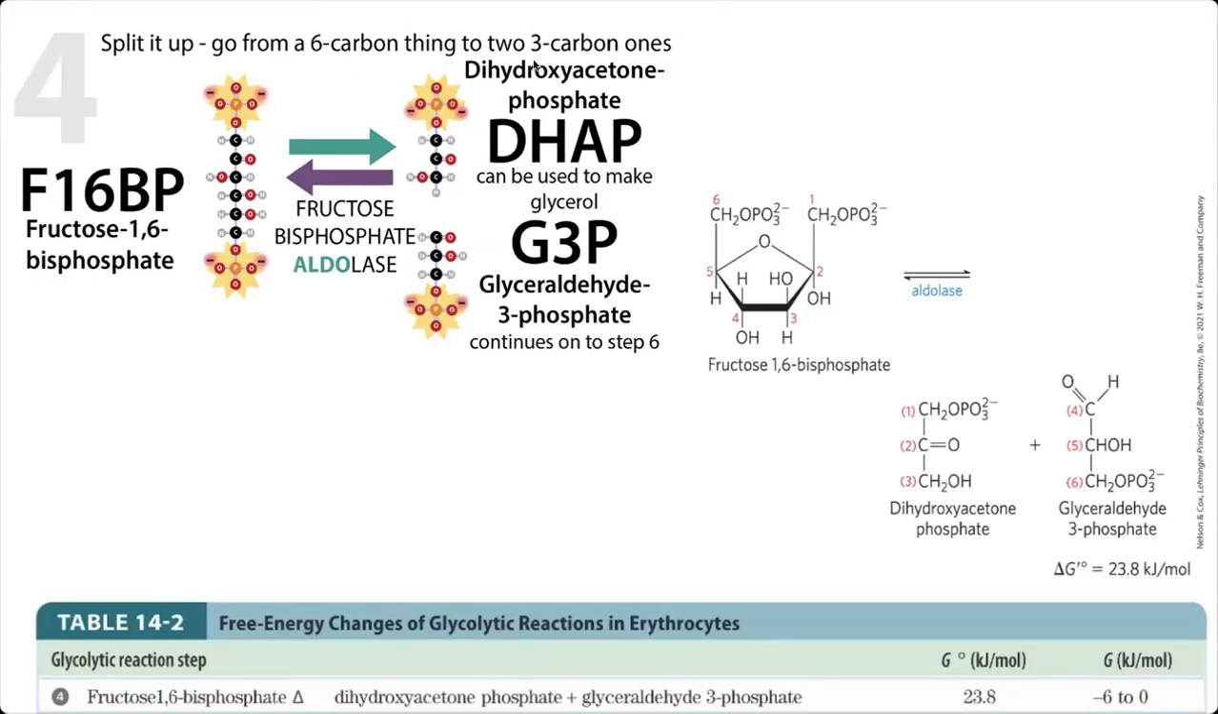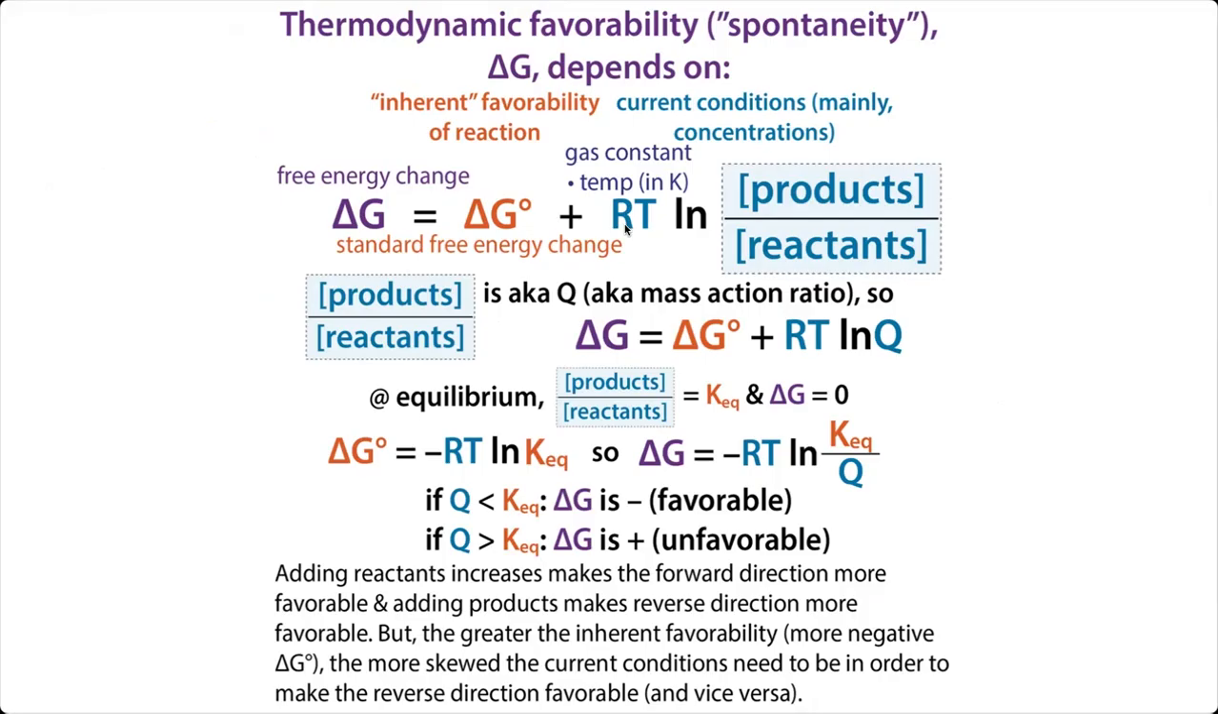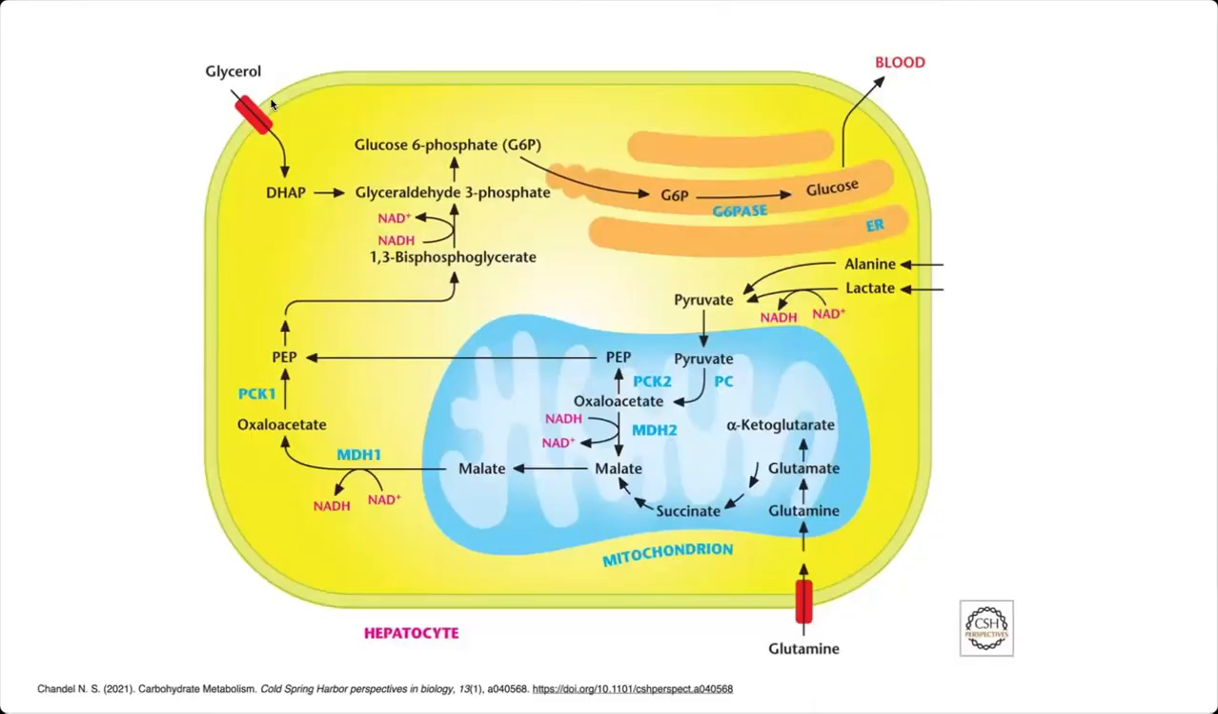We can also remove the DHAP. We can remove it by interconverting it to G3P, or we can take it out into other pathways, such as for making glycerol. We can interconvert glycerol to DHAP if we want to add more into the pathway to make glucose from glycerol that we get, say, from breaking down our fats.